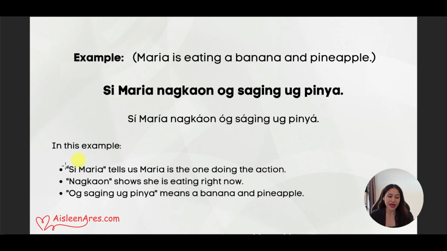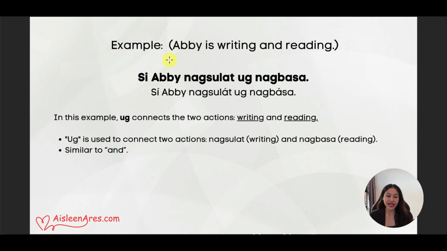In this example, si marks Maria, the one doing the action and the focus of the sentence. Nagkaon means eating, og saging ug pinya means a banana and pineapple. So we're connecting banana and pineapple here. Saging ug pinya. Our last example is, Abby is writing and reading.